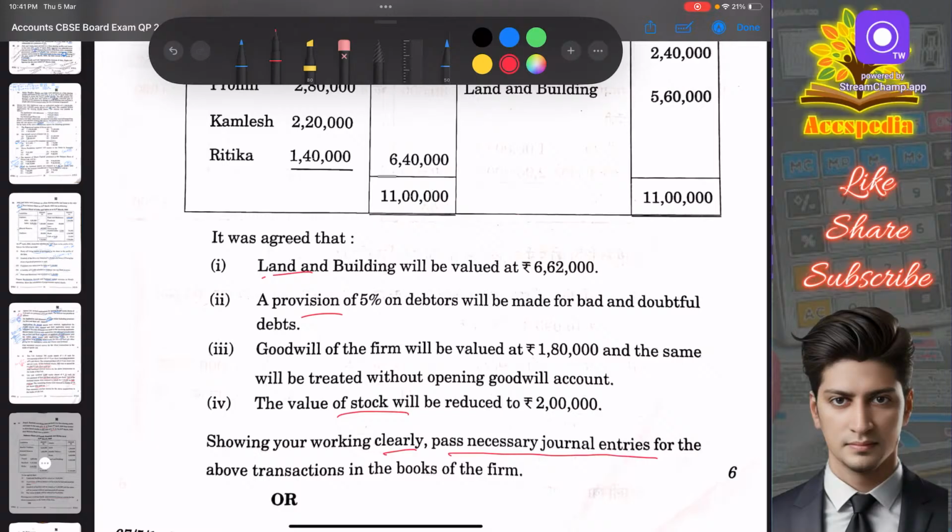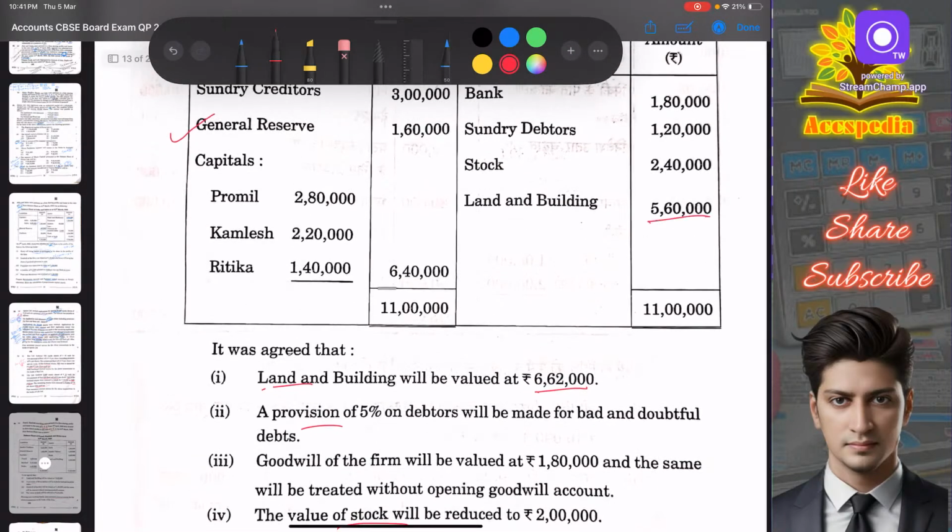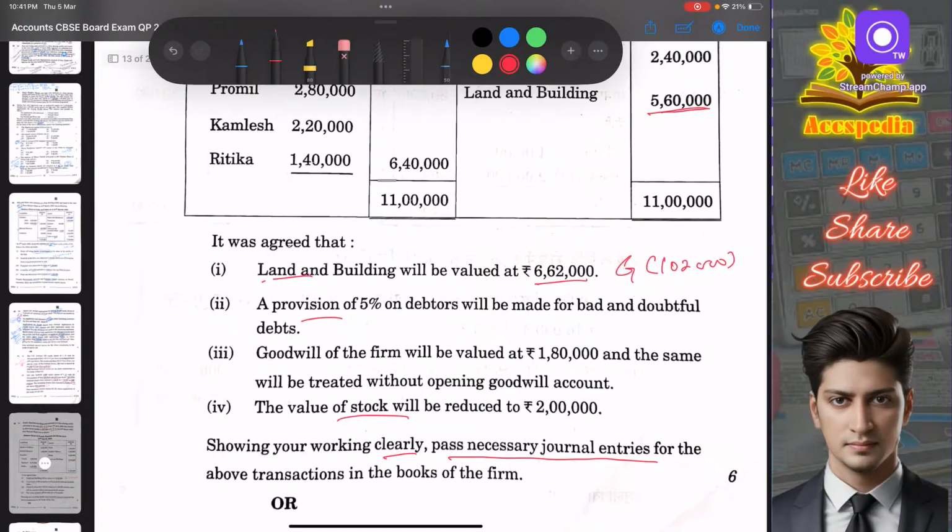Don't pass a separate journal entry for every revaluation. First go and mark loss and gain. For all gains one entry, for all losses one entry, and final profit or loss distribution one entry. Land and building revalued at 6,62,000. Land and building was 5,60,000, so there is a gain, the difference is 1,02,000, right? 5,60,000 plus 1,02,000 is 6,62,000. Yes, so there is a 1,02,000 gain.